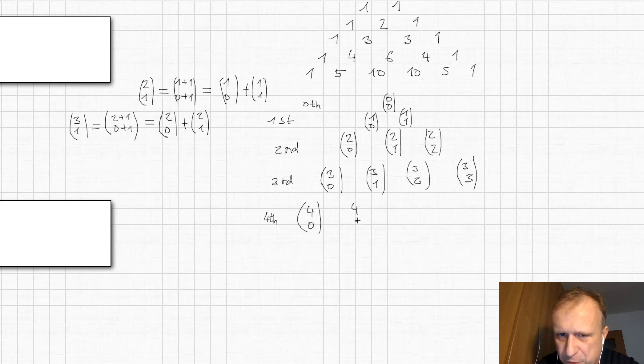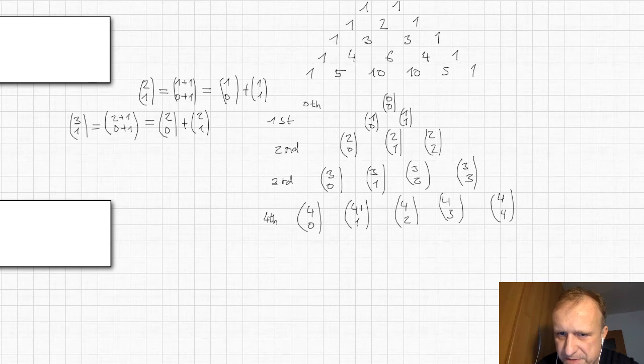Then we have 4 choose 1. We have 4 choose 2. We have 4 choose 3. And we have 4 choose 4. The numbers on the sides are 1, and this number is the sum of these two.